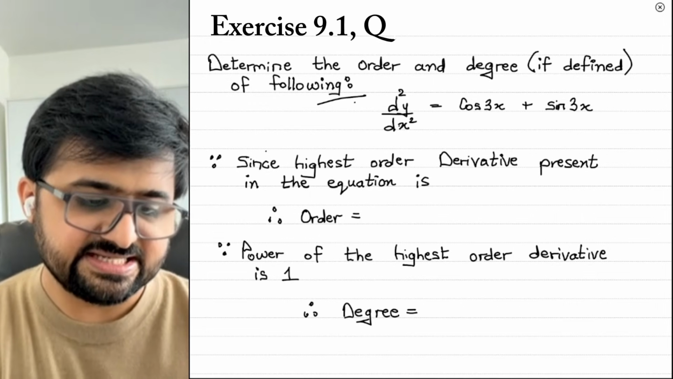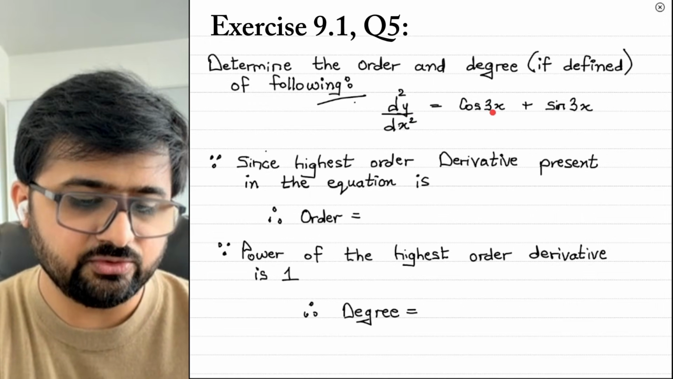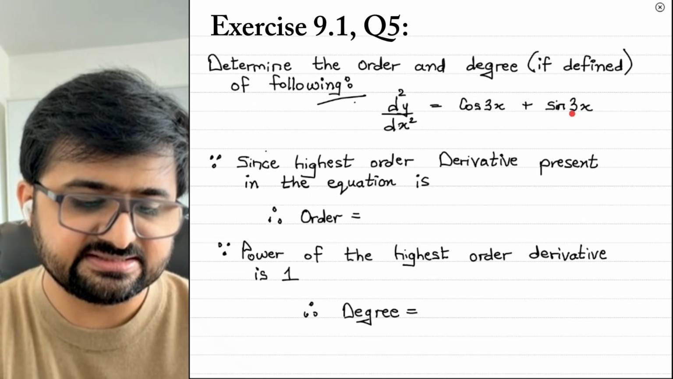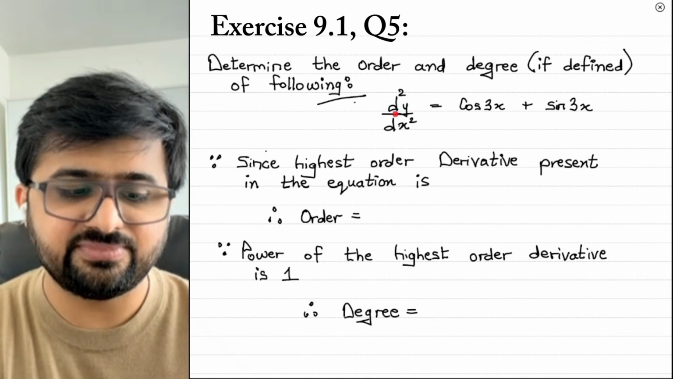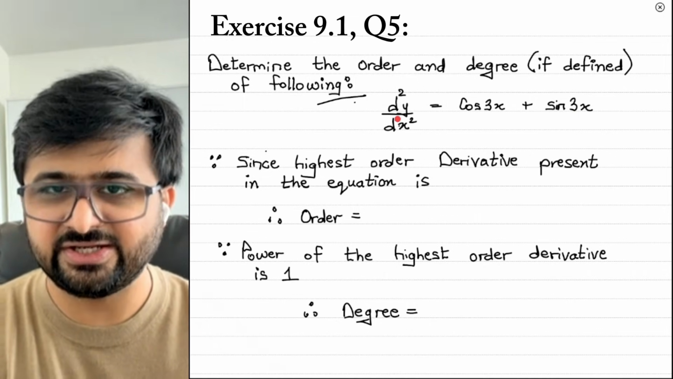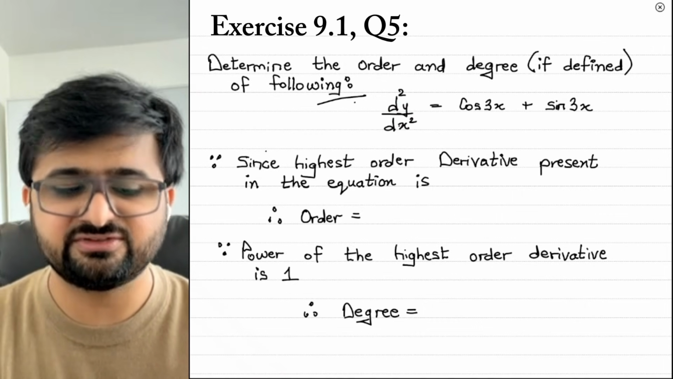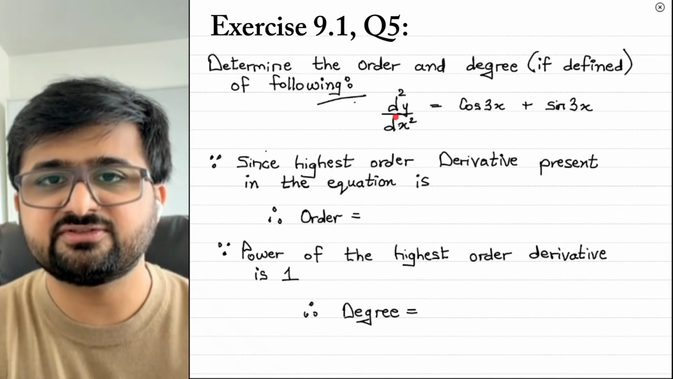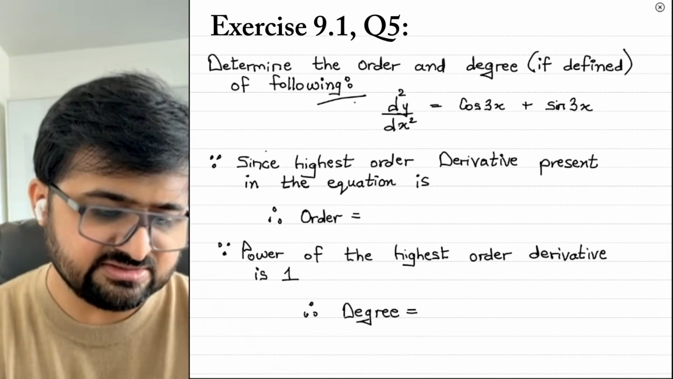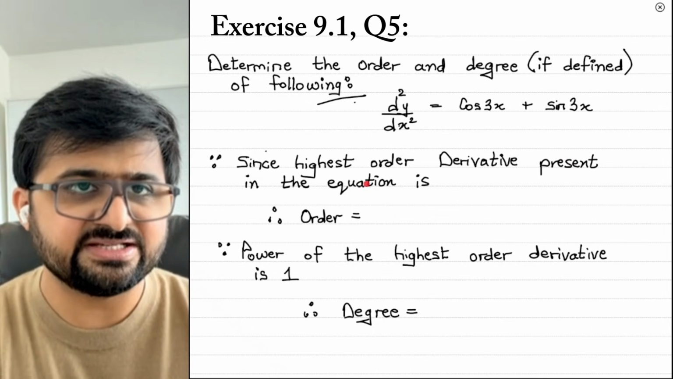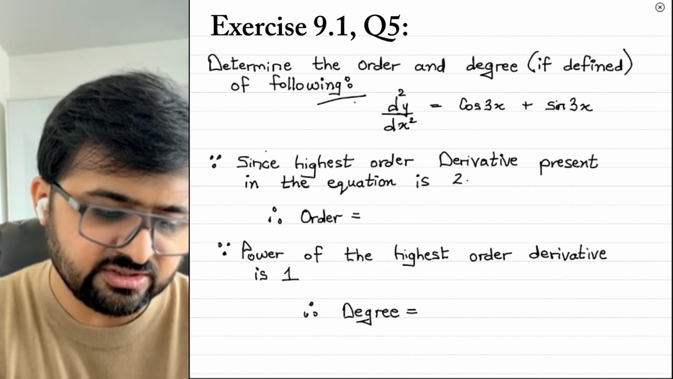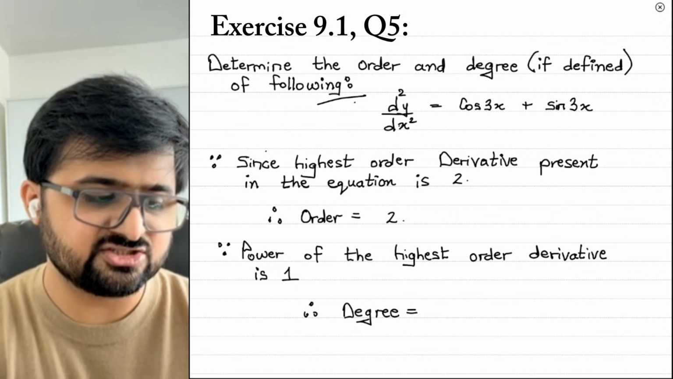The next example says d2y by dx square is equal to cos 3x plus sine 3x. Now there is just one derivative term present, which is the second order derivative. So it is very clear that the order of this differential equation is 2 because of this second order derivative. Since the highest order of the derivative present in this equation is 2, therefore the order of this differential equation is 2.